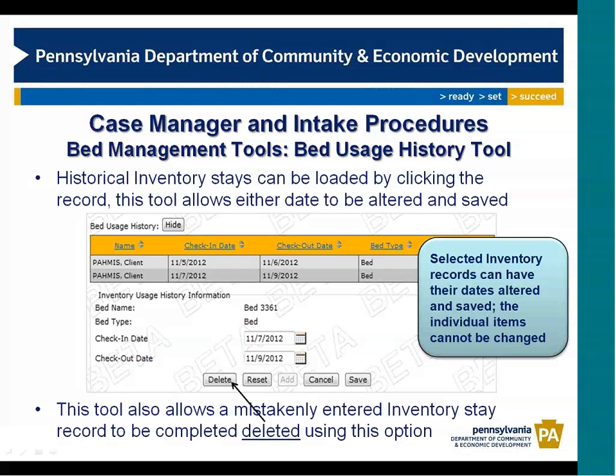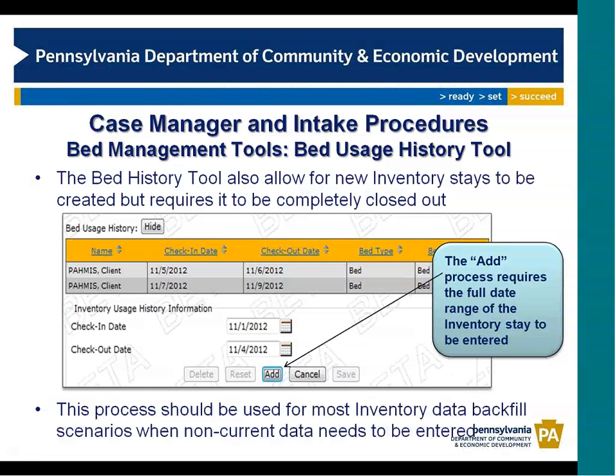Same thing, if it's a mistake, you click on the record when it's down there. Instead of editing it, you can click to delete. And it'll remove it like it never happened. Again, this should only be used when a mistake is made.